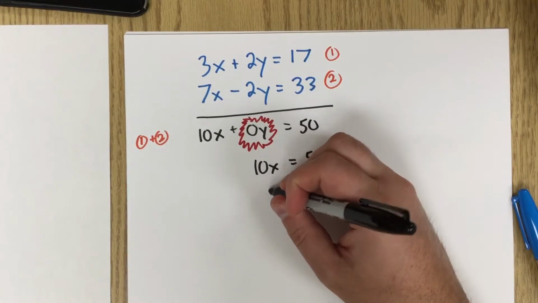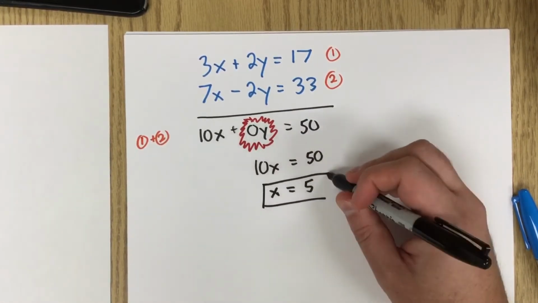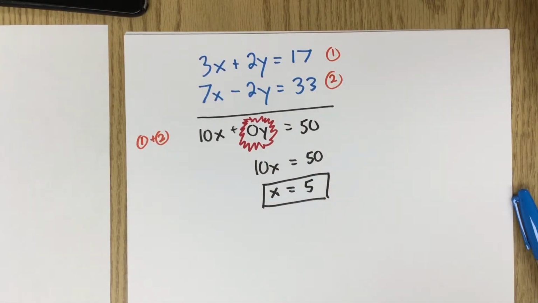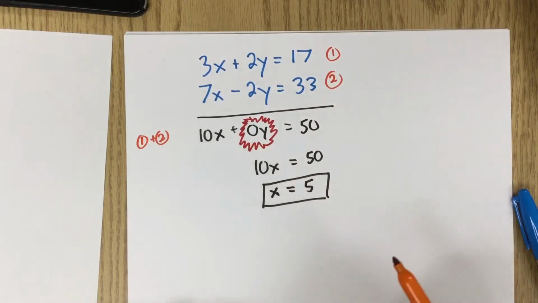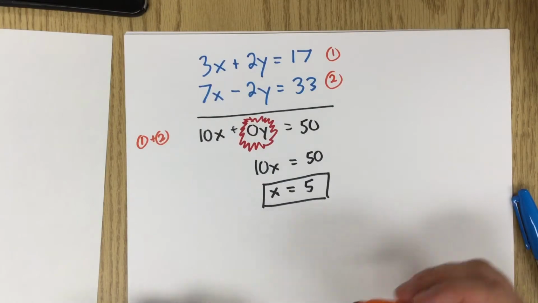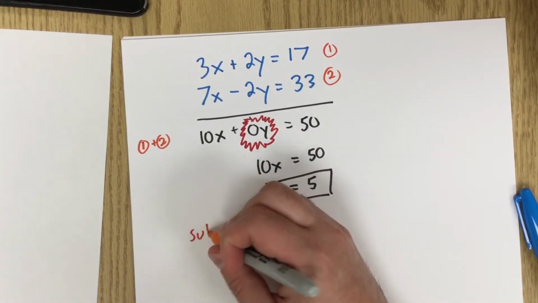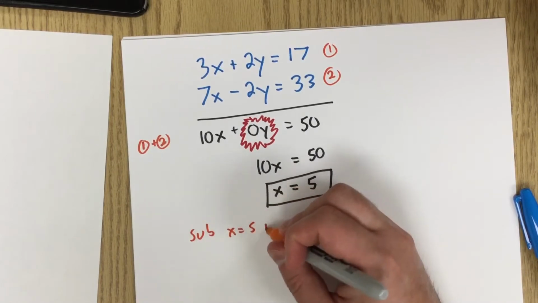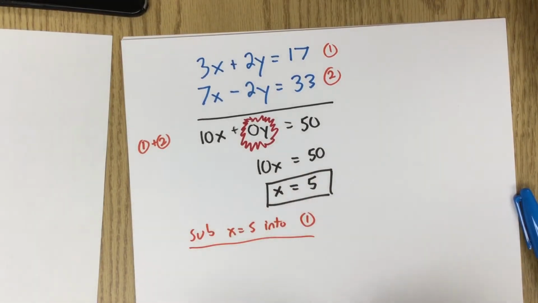Divide both sides by 10, and you get x equals 5. And then what we could do at this point is we can sub this into either equation. So what I could do is sub x equals 5 into equation 1, say. And I picked that kind of arbitrarily.